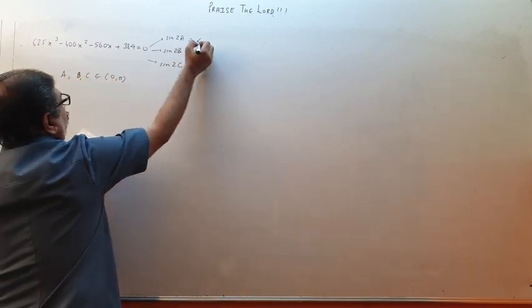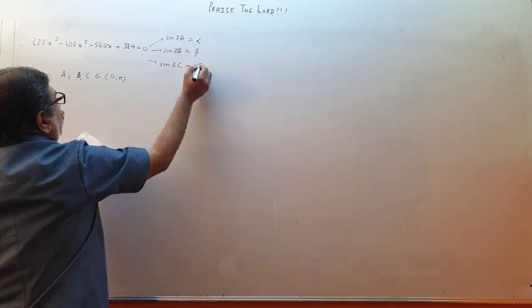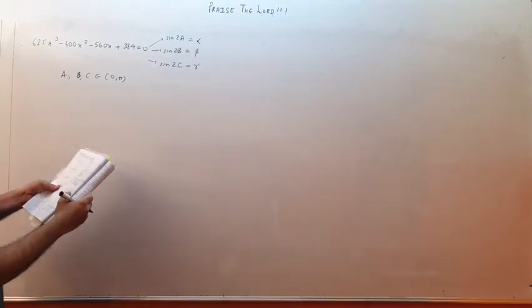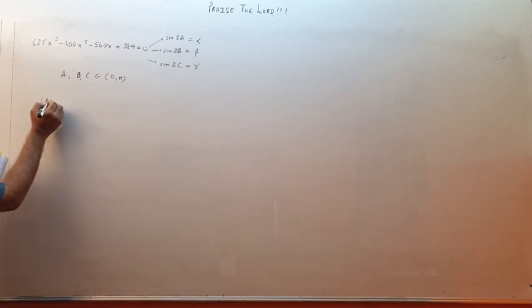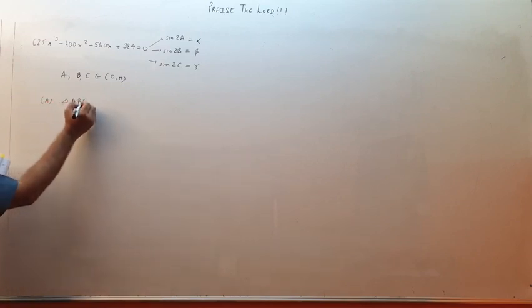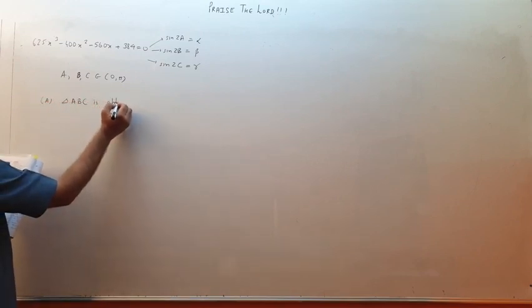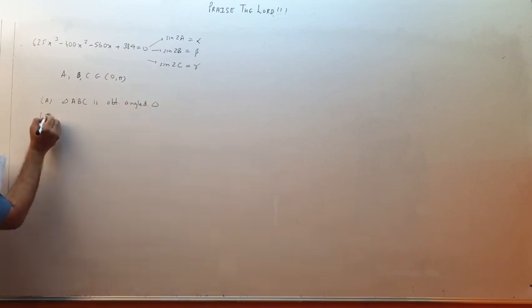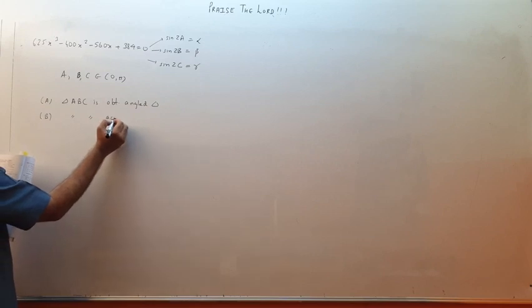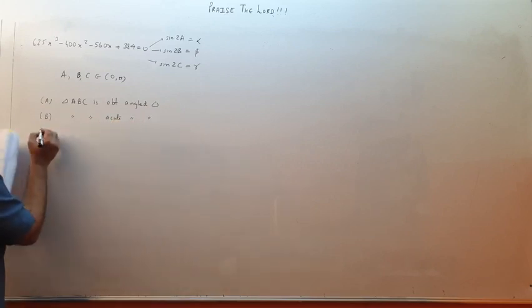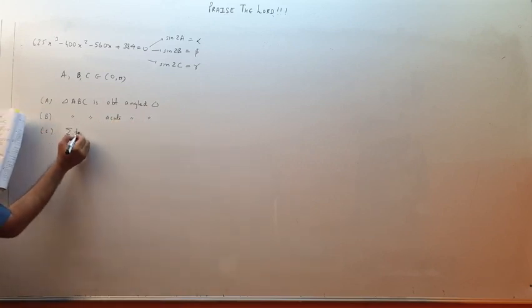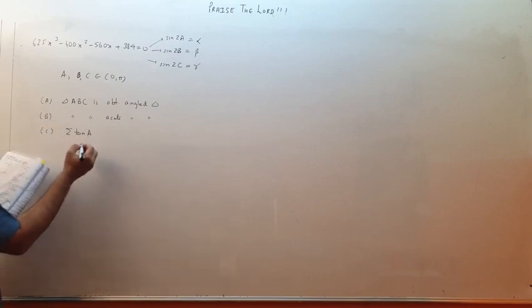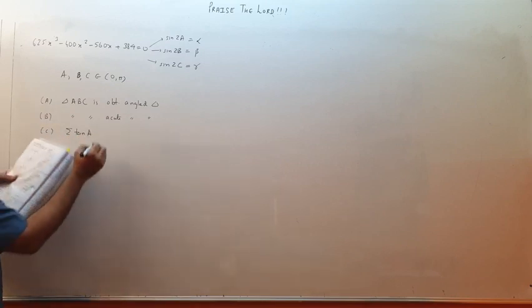So I call this as alpha, this as beta, and this as gamma. So it is being asked, option A, triangle ABC is obtuse angle triangle. Option B is triangle ABC is acute angle triangle. Option C, sigma tan A. Sigma tan A means tan A plus tan B plus tan C. You have to think like this.